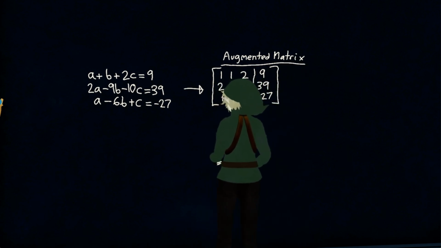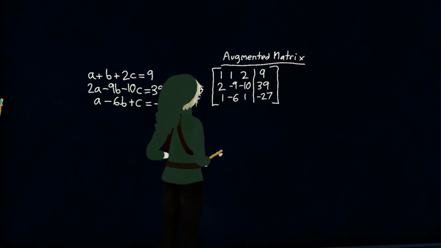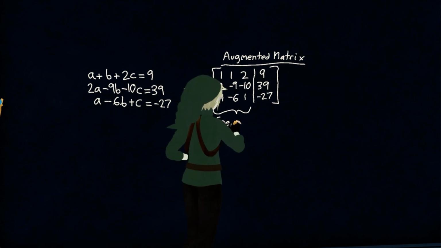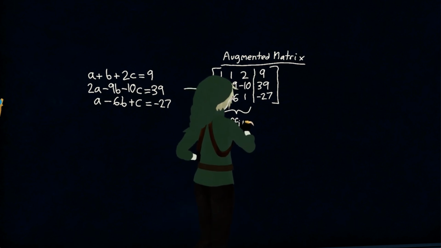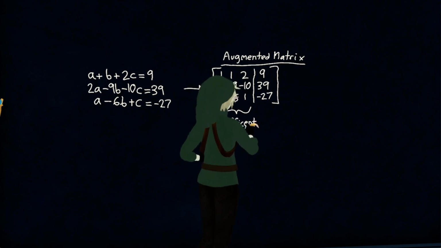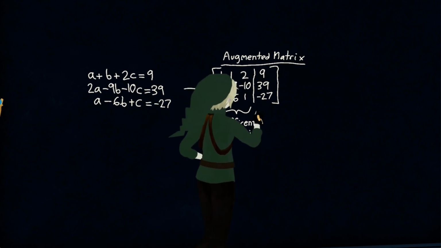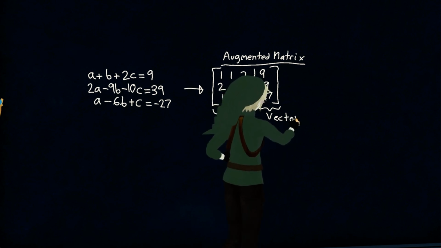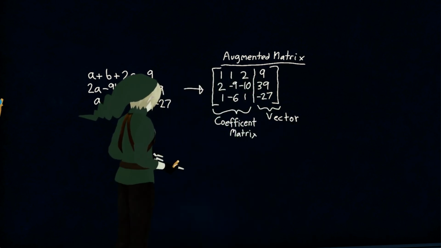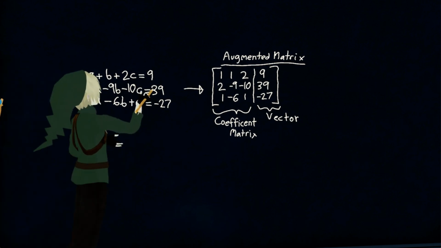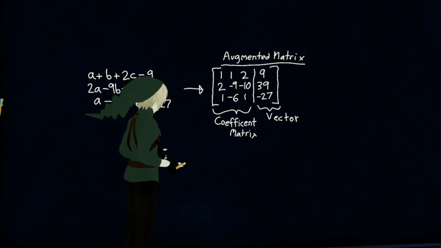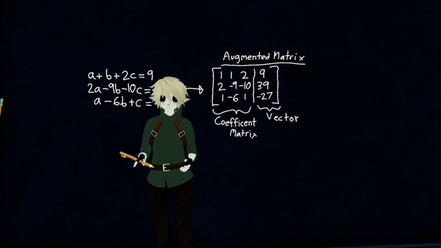Okay, augmented matrix. And here, this is the coefficient matrix, is what your textbook would call it. Coefficient matrix. And this is just a vector. We just call it a vector because it's just a column of numbers. So that's it, right? That's all it is.